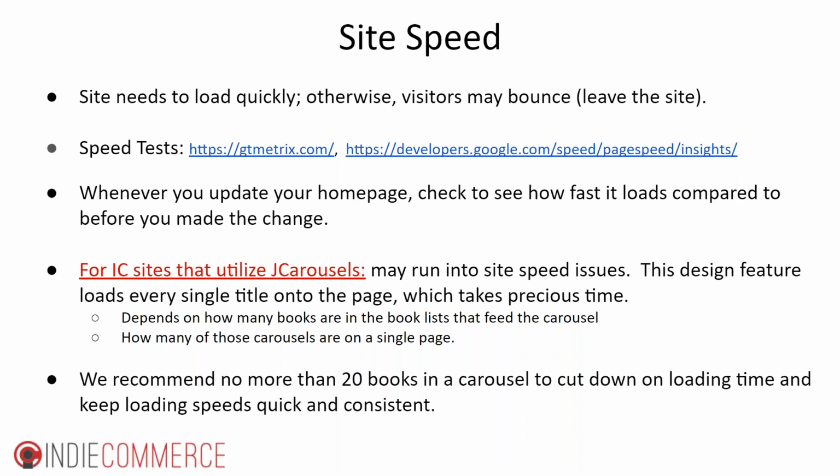But if your carousel contains a list of, say, 50 titles, that's going to take a lot more time to load than a carousel that only has a book list of 20 books, because it's actually loading all of that content at once instead of loading it as the customer looks at it. So we recommend no more than 20 books in a carousel to help cut down on loading time and to keep loading speeds quick and consistent across your site.